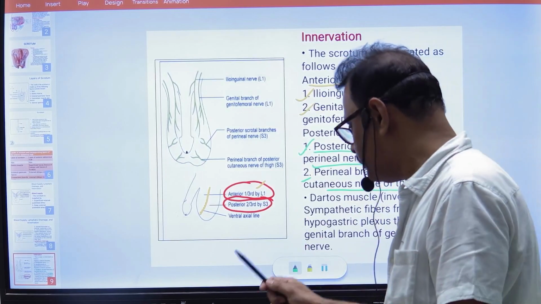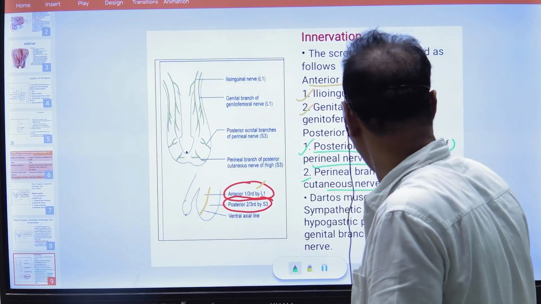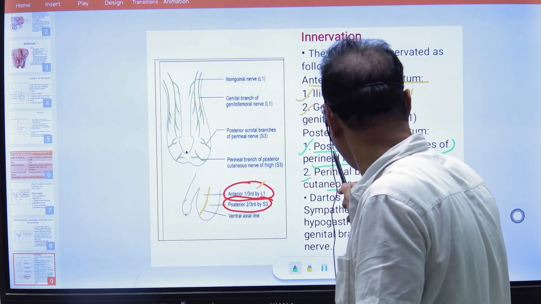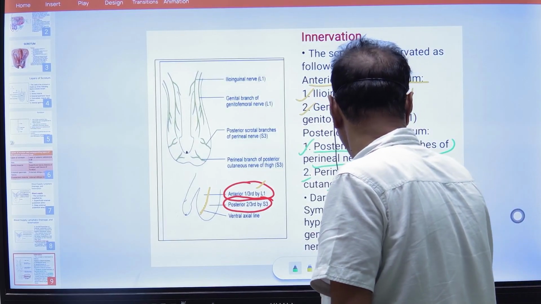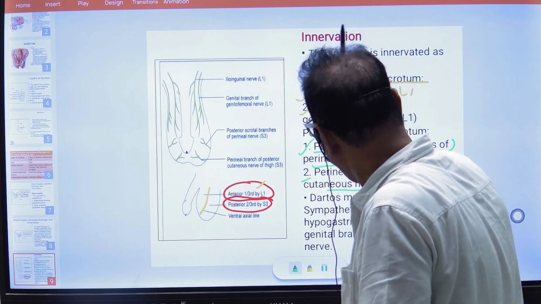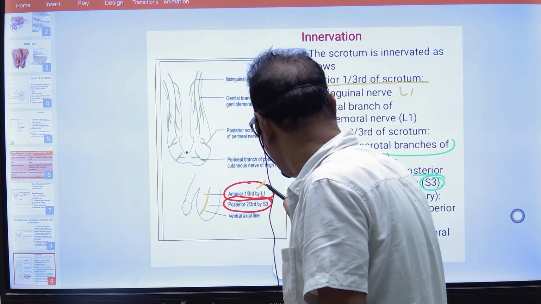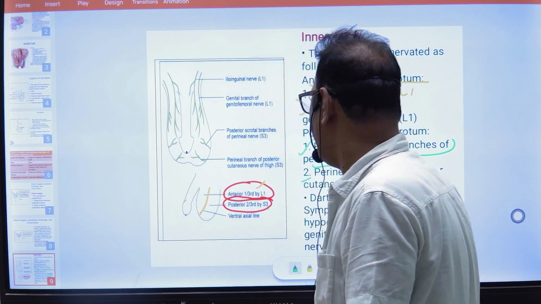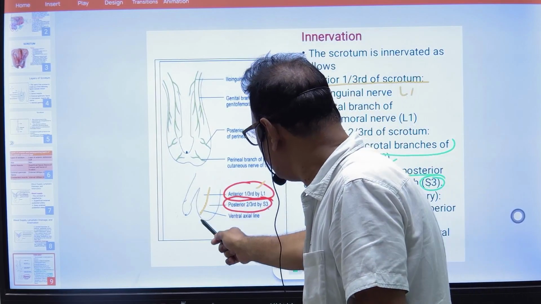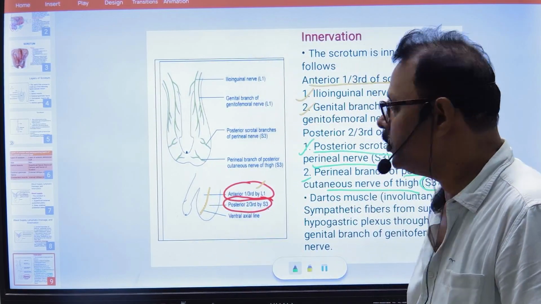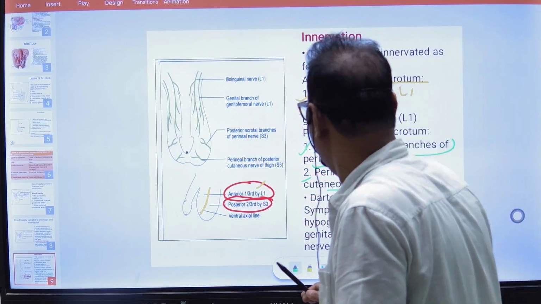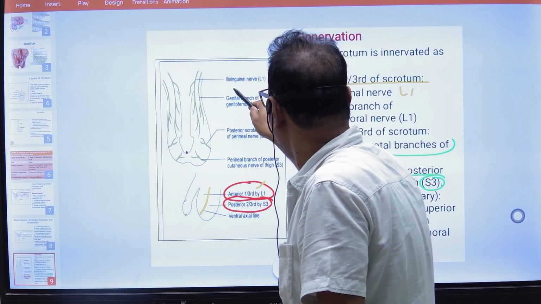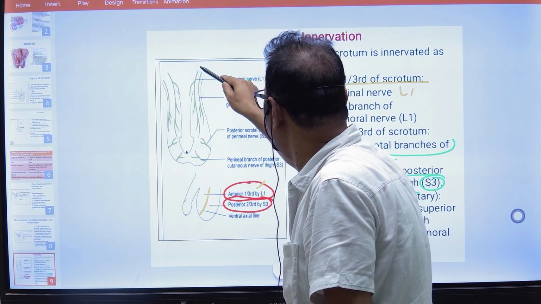दोनों साइड में root value इसके कितने हैं? दोनों ही nerve की root value, posterior scrotal branch of the perineal nerve चाहे posterior cutaneous nerve of thigh, दोनों की ही root value S3। और जो आपका anterior 1/3 है इसका root value है L1 and posterior 2/3 का root value है S3। एक vertical line से इसको anterior 1/3 और posterior 2/3 में हम divide कर सकते हैं जिससे हमको समझने में आसानी होगी। So here you have the ilioinguinal nerve and the genital branch of the genitofemoral nerve.